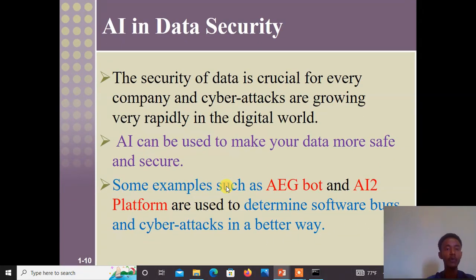Another one is artificial intelligence for data security. For one part, for a number of different organizations, in order to protect and manage the confidential information of a particular organization, artificial intelligence also plays a fundamental role.